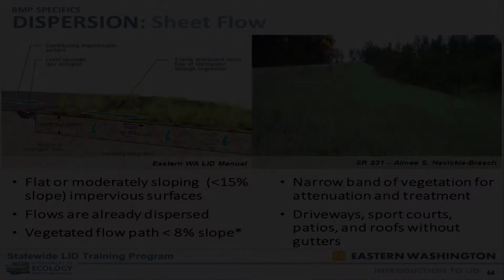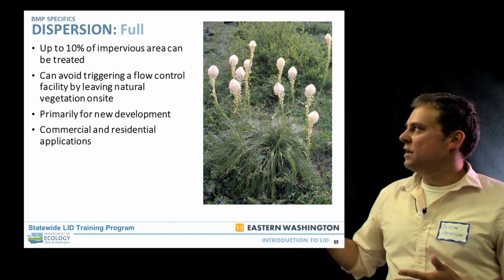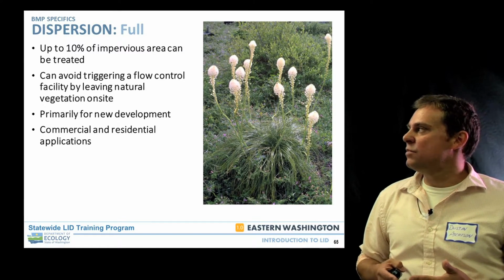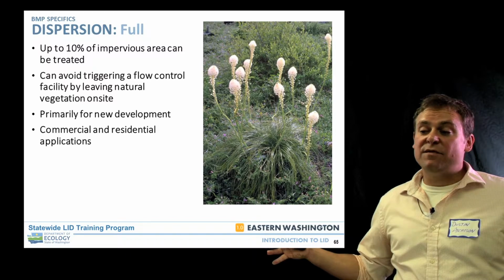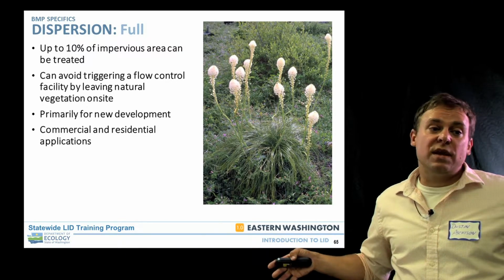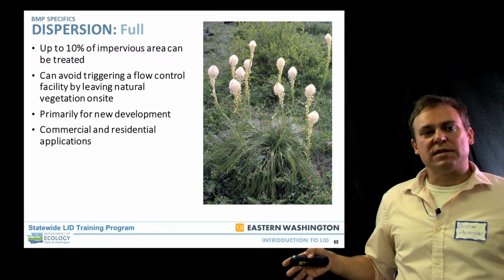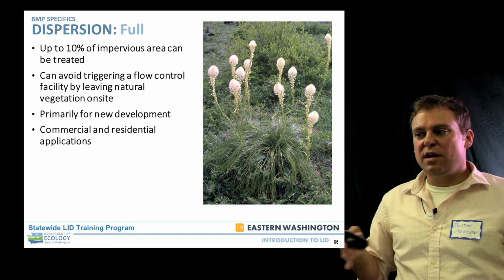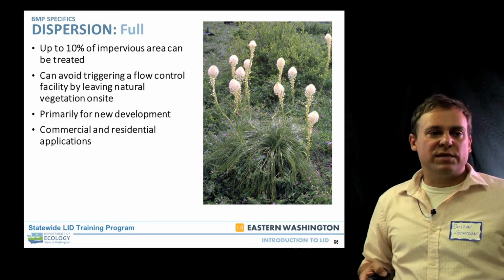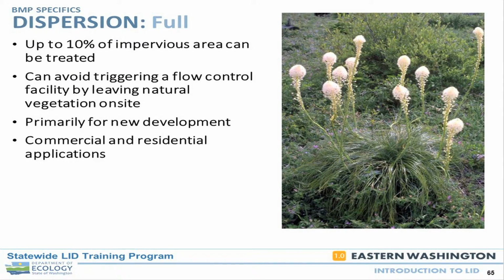For full dispersion, this is really just more of a different category of that. If you have a site that is less than 10% impervious and you have, say, 65% native vegetation around that site, and you're dispersing it to that native vegetation, then you're considered to be okay for your stormwater requirements, because that ratio of native vegetation to impervious surface will essentially mitigate the impact of the impervious surface. So like I said, the benefit of that is you can avoid triggering flow control by leaving that natural vegetation on the site.